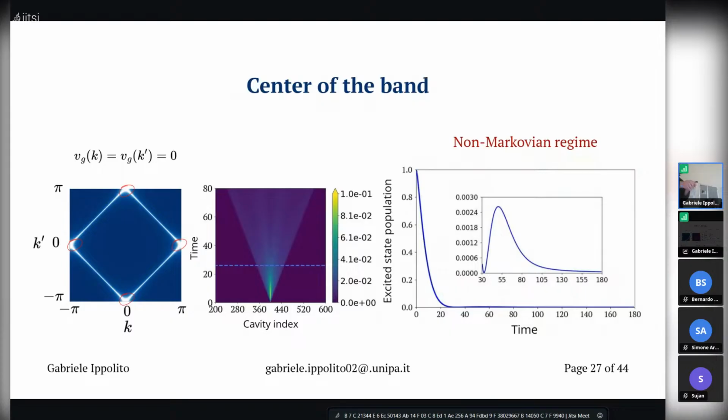And after a finite time, we observe that the atom reabsorbed part of the excitations, and then this part of the excitations is re-emitted into the array. Indeed, the excited state population as a function of time exhibits this non-Markovian behavior. It decays very fast, but non-exponentially. And after a finite time, we observe a very small revival of the atomic population. And the reason why we observe this non-Markovian behavior is, again, related to the divergence of the density of states.